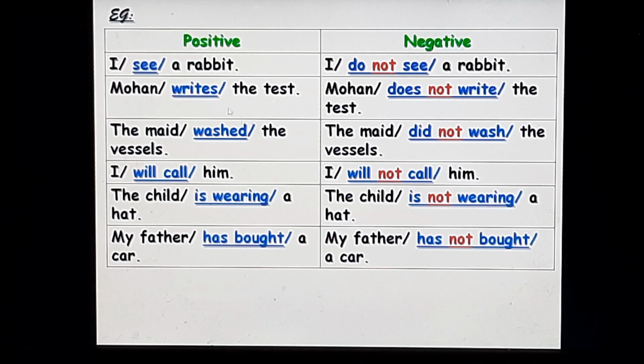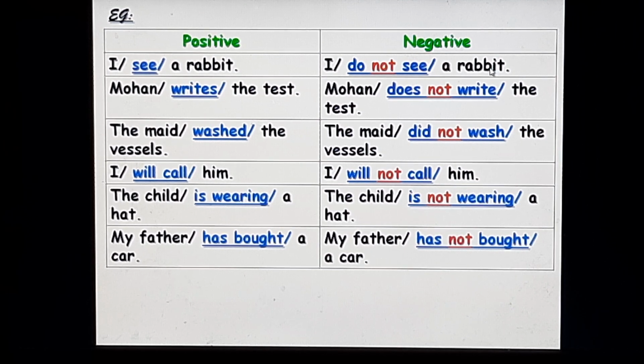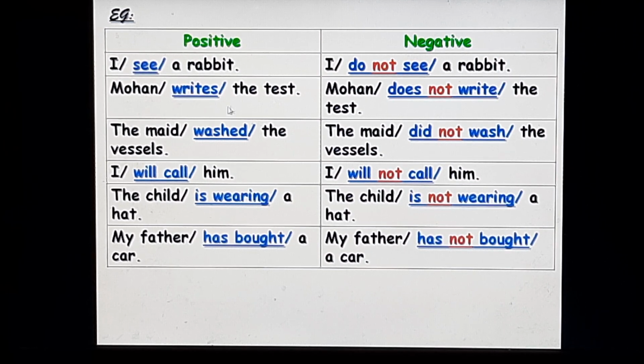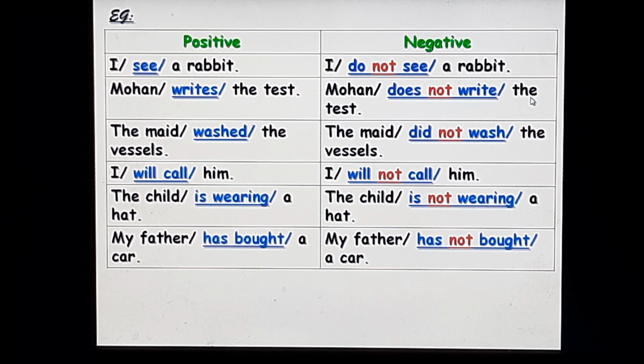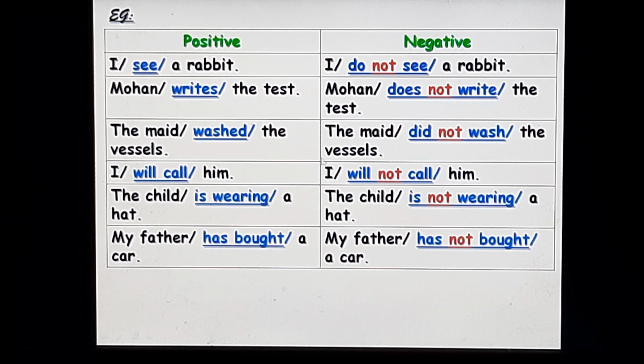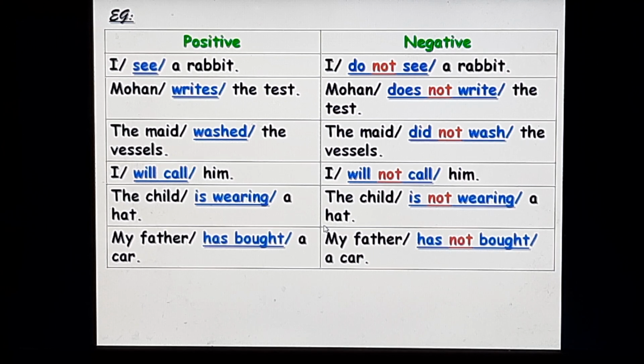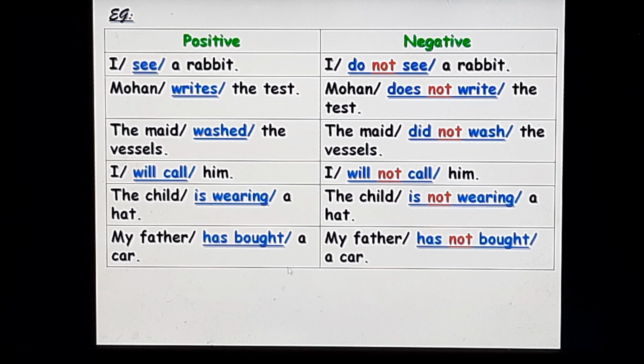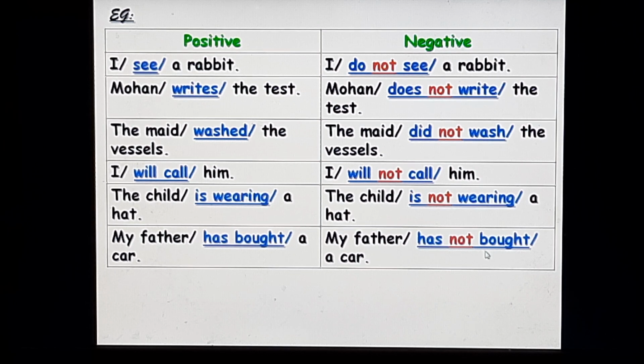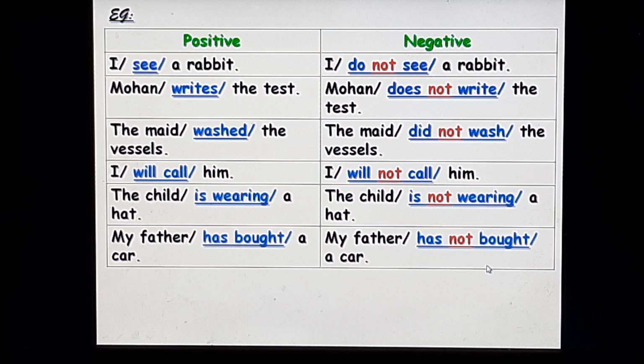Let's see the examples. I see a rabbit in the positive. I do not see a rabbit is the negative. Mohan writes the test. Mohan does not write the test. The maid washed the vessels. The maid did not wash the vessels. I will call him. I will not call him. The child is wearing a hat. The child is not wearing a hat. My father has bought a car. My father has not bought a car. So when you add not, your sentences will become negative.